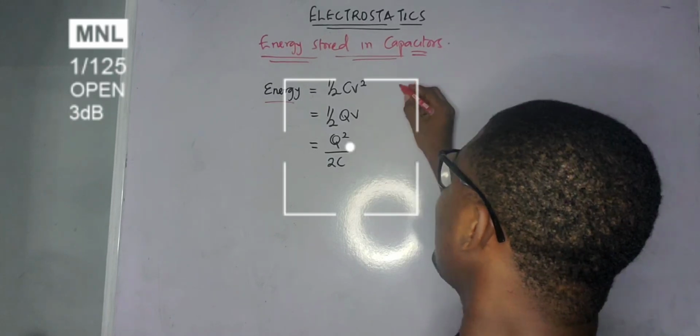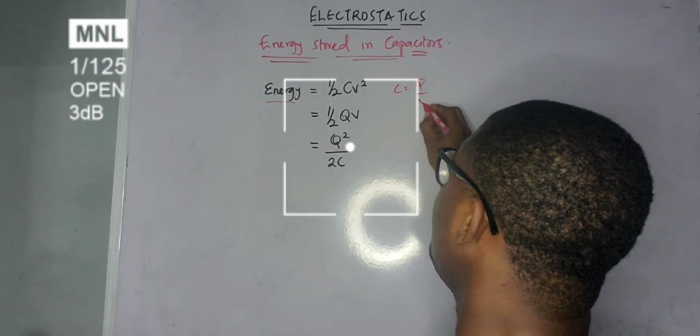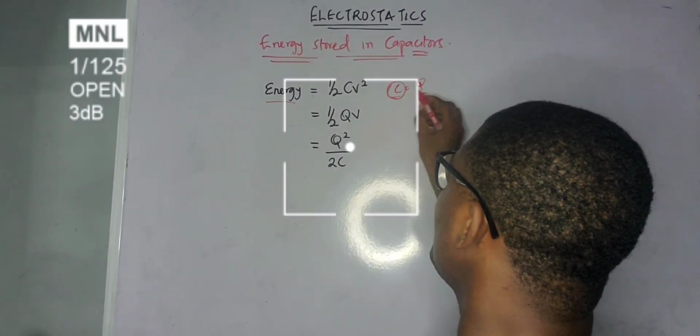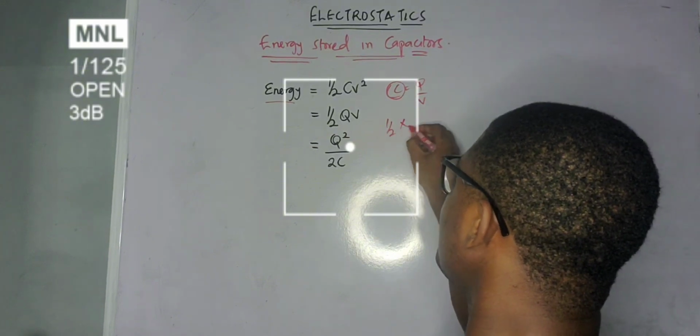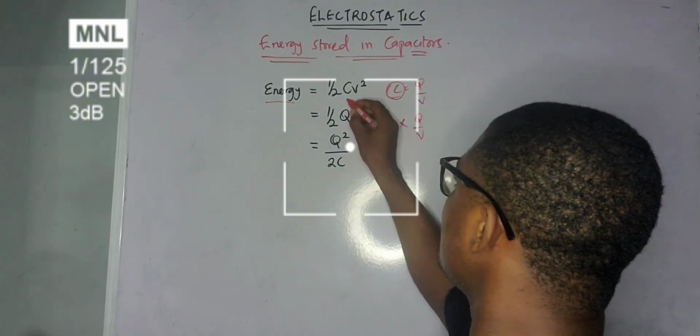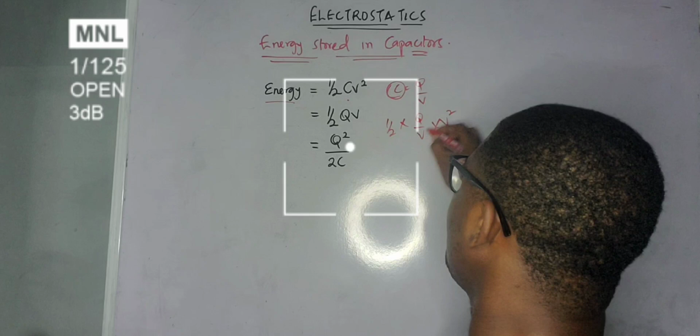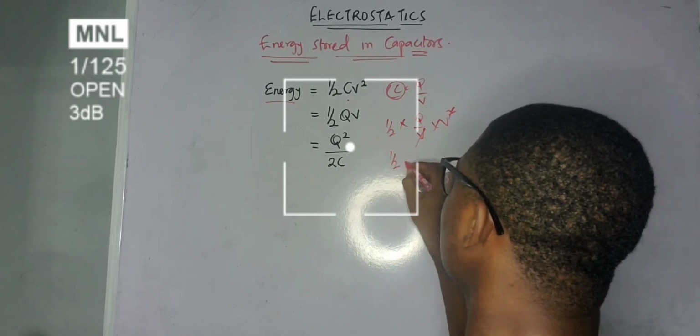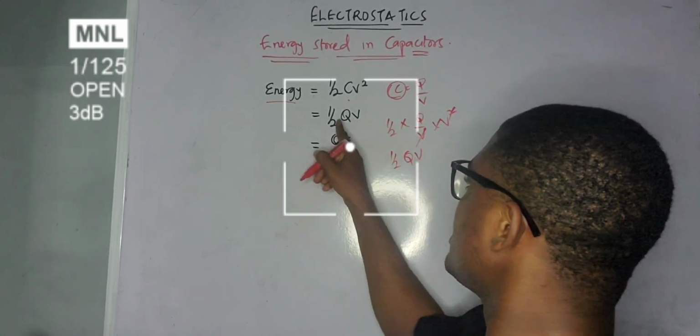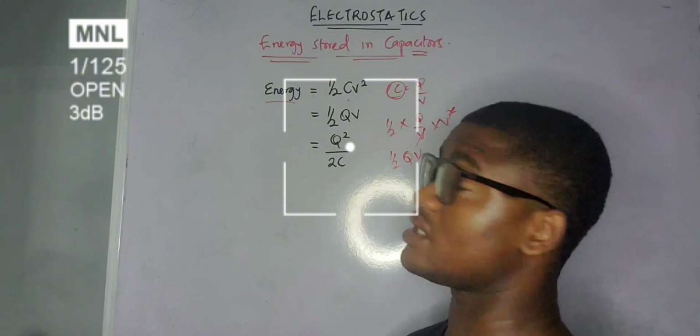Don't forget that we have C equal to Q over V. So if we replace this C with Q over V, we can now say 1 over 2 times Q over V times V squared. One V is going to cancel one V here. So we can say 1 over 2 QV. I hope you understand. So that is it.